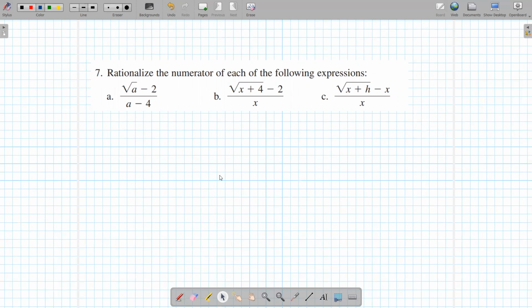Root A. Root A is not going to help you. Look at this, root A. The first one will cancel out for sure because A times root A is A, but then you're left with 2 root A. So that didn't help us rationalize the numerator. What's the conjugate of root A minus 2? Think about it like difference of squares. Root A plus 2. Yep.